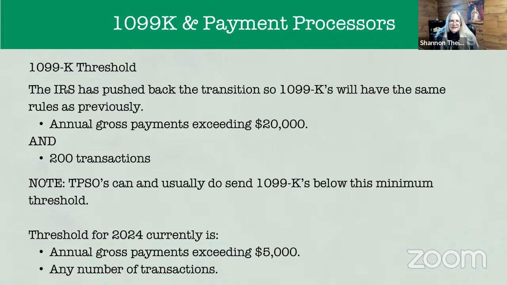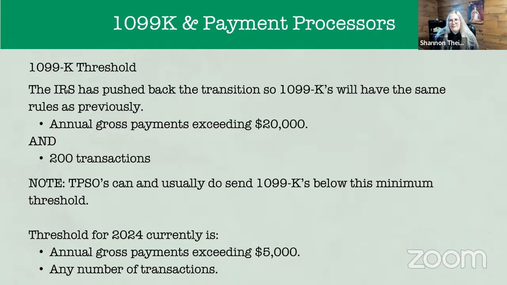And recently the IRS pushed back the transition. So 1099Ks will have the same rules as previous years, which are annual gross payments exceeding $20,000 and 200 transactions.